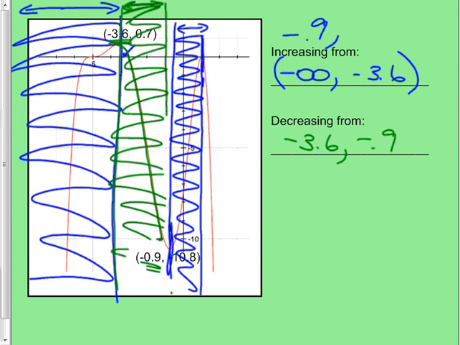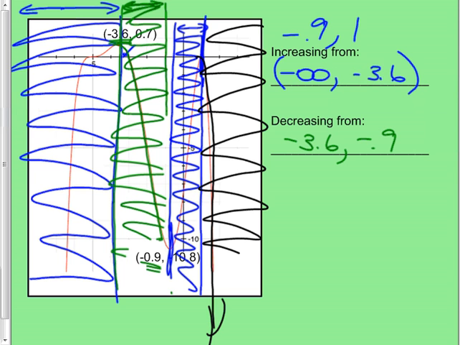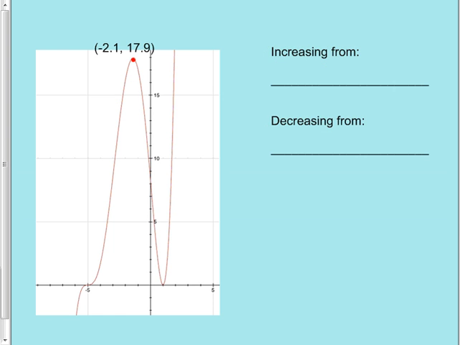At where does it stop increasing? Right there, which is x-wise at the 1. And then it starts decreasing again, which is right here, and it goes down, down, down, down, down. And therefore, in this zone, it is decreasing. All right, let's see if you really caught that. Here's a graph. Increasing from where to where?